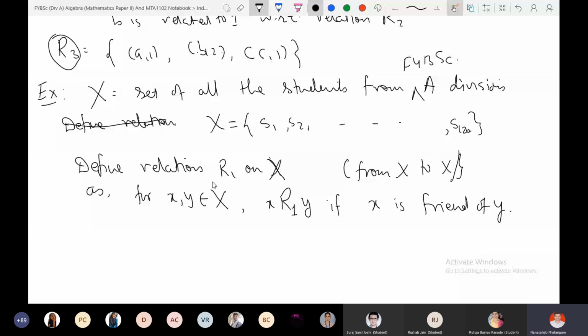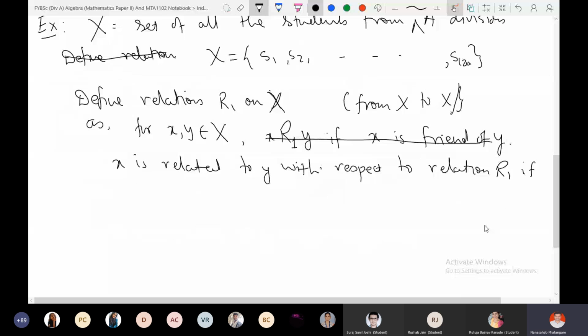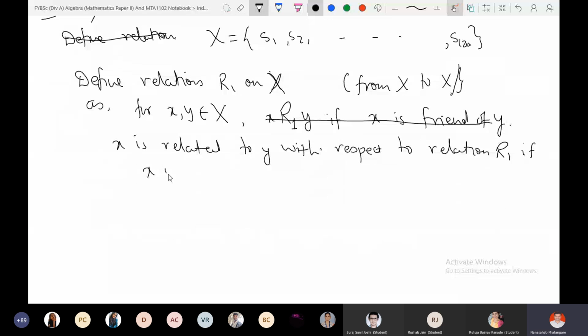Okay, let me make this notation. I will not make this notation right now. So x is related to y with respect to relation R1 if... So what is my relation R1? When these two students are related, if x is a friend of y. If x is a friend of y, then only I am going to relate them.